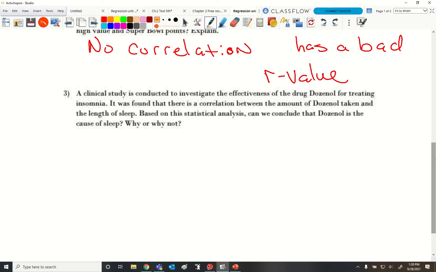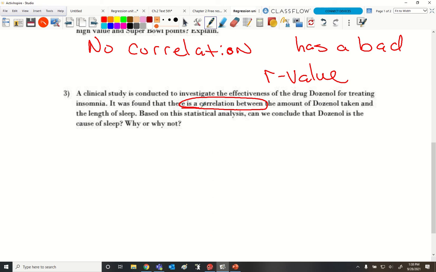Number 3. A clinical study conducted to investigate the effectiveness of the drug Denzel for treating insomnia. It was found that there is a correlation between the amount of Denzel taken and the length of sleep. Based on the statistical analysis, can we conclude that Denzel is the cause of sleep?